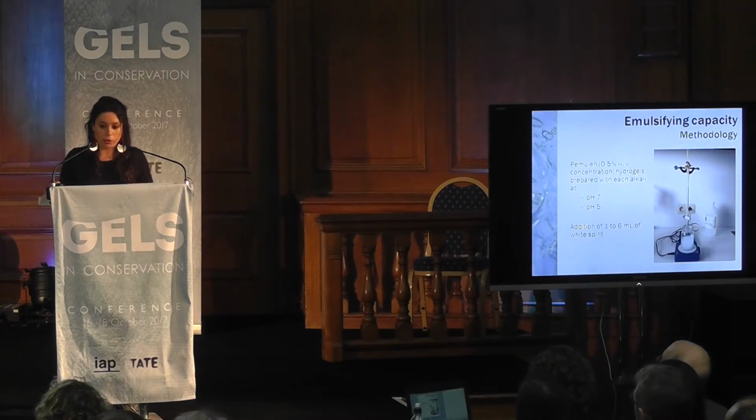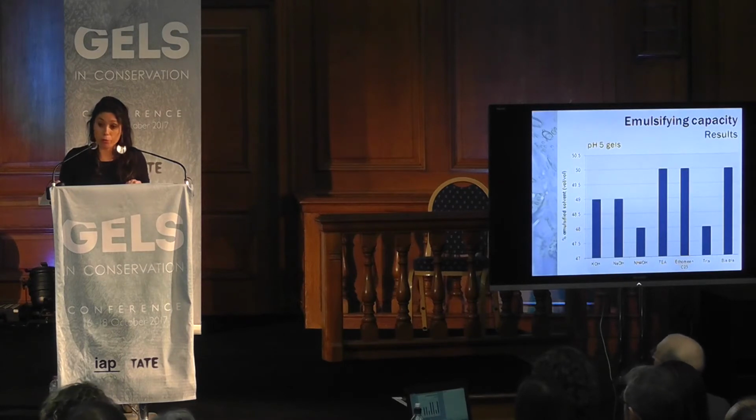To analyze the emulsifying capacity of Pemulen gels depending on the base, we prepared 2 series of Pemulen hydrogels, one with pH 5, the other with pH 7, and afterwards little volumes of white spirit were slowly added. We could observe that both mineral and organic bases have very similar emulsion capacity.